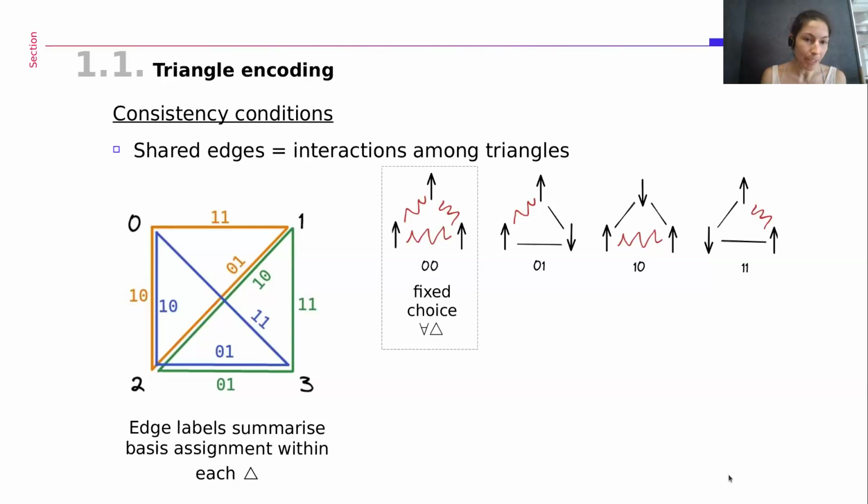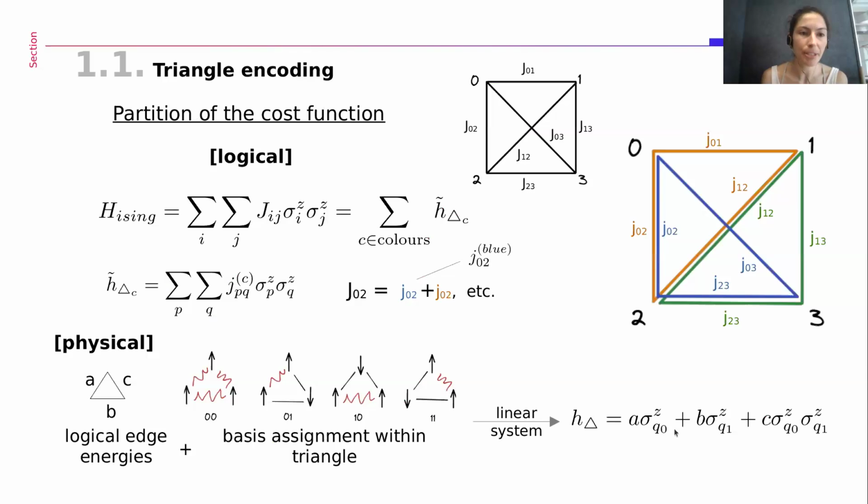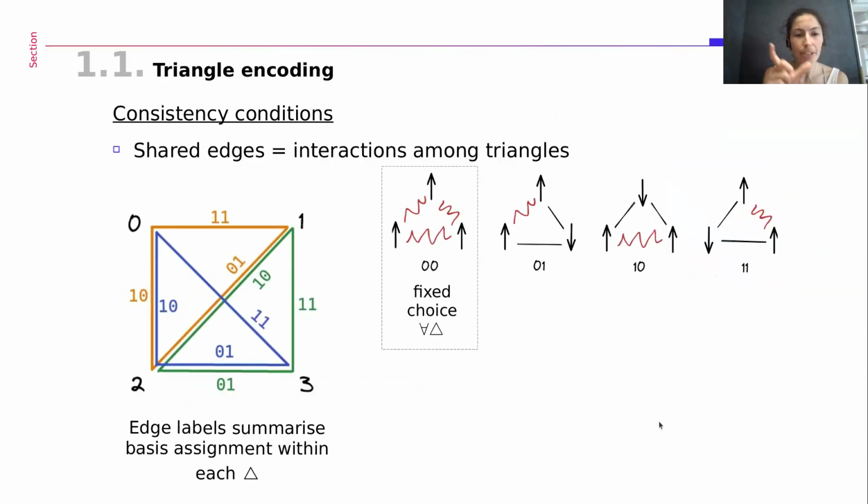Okay, but describing just the energy of the individual triangles is obviously not going to cut it. We also need to make the information that these triangles are providing in our solution consistent with the original logical problem. So we need to impose some consistency conditions. And here, these consistency conditions are going to have to be imposed on shared edges. And I'm going to refer to these shared edges as interactions among triangles.